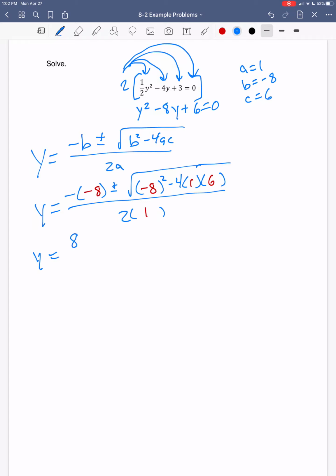Minus a negative turns into a plus. Negative 8 squared is positive 64. Four times 1 times 6 gives me 24. So 64 minus 24 gives me 40.